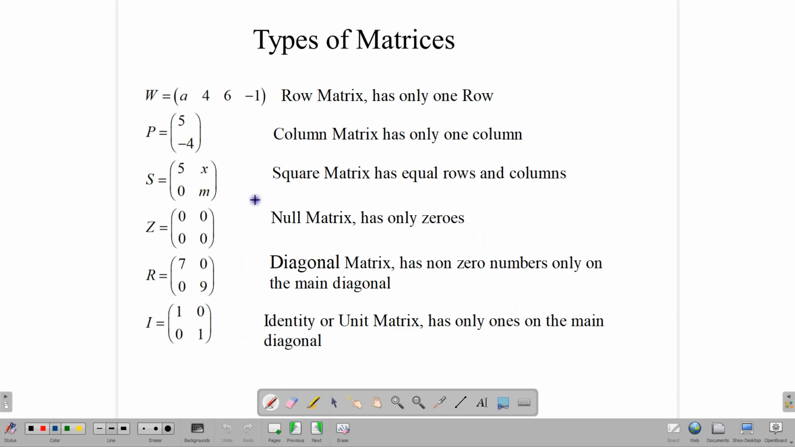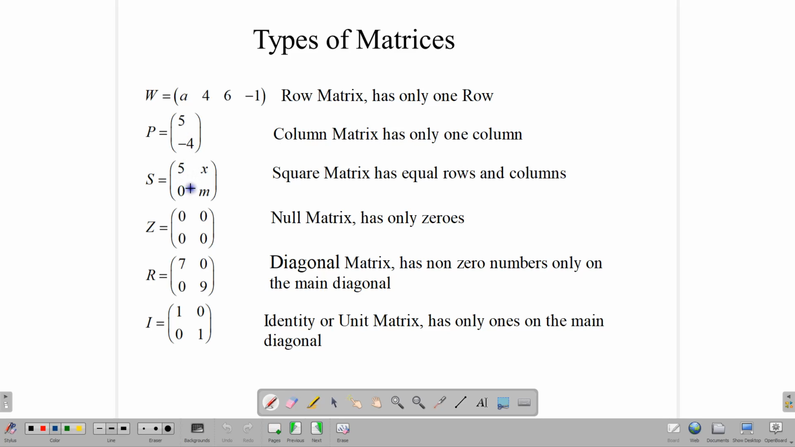Now let's talk about some types. These are not all the types. There are others, but for our discussion here for CXC purposes, these are the types we'll be focusing on. So we have a row matrix. It's called a row matrix simply because it has only 1 row. And this is a column matrix. There could be more numbers in the column, but the idea is it has only 1 column. And because it has only 1 column, it's called a column matrix.